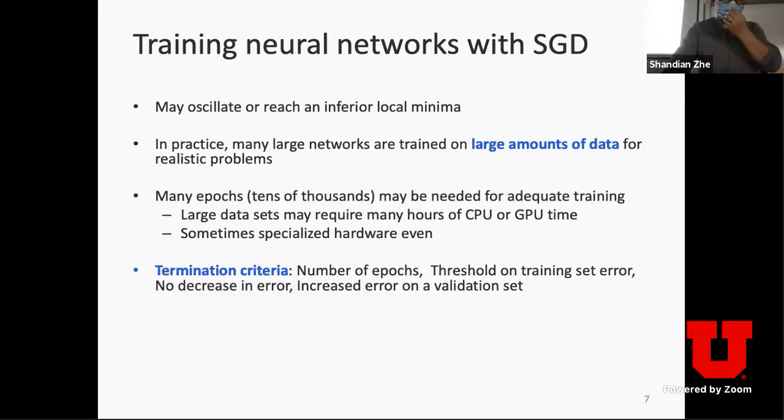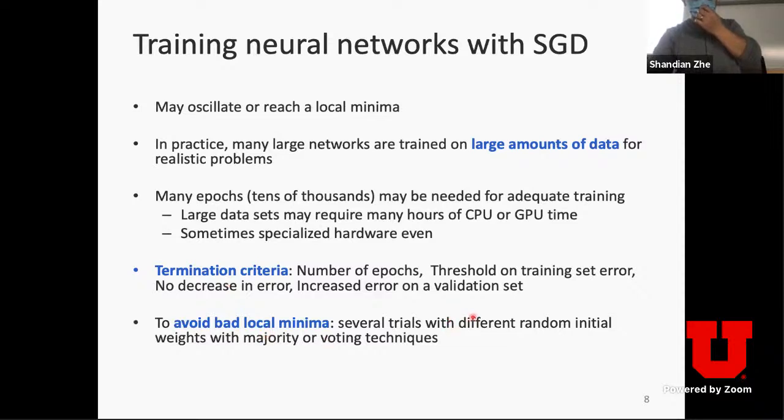Now when we talk about the termination criteria, you see that there are a lot of criteria used in practice. The most naive one is to set a maximum number of epochs. I only run 1,000 epochs, that's it. I don't care if it really converges at some local minimum or not. Or you can set some threshold on the training set error. You can just calculate your training error, and when you find there is no decrease in error, you can stop. Or you can use a third validation set to check if the error stopped decreasing. We're going to look at this in more detail later.